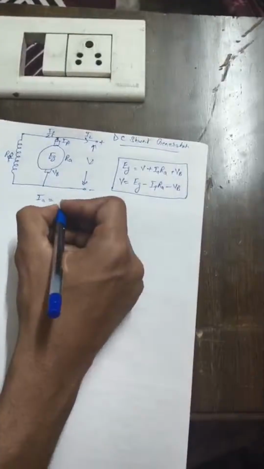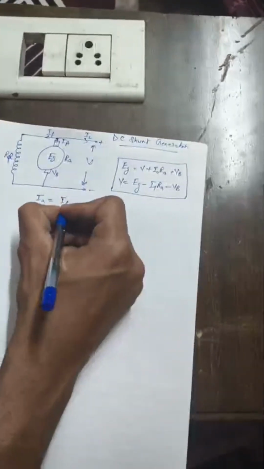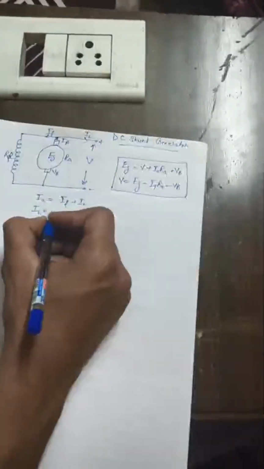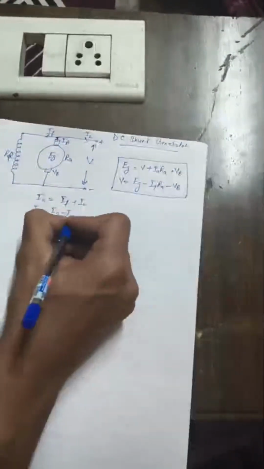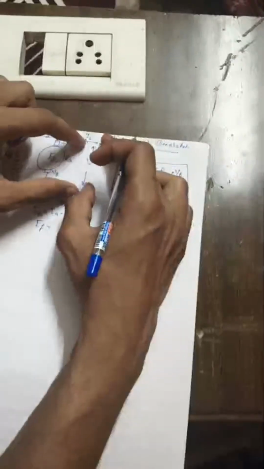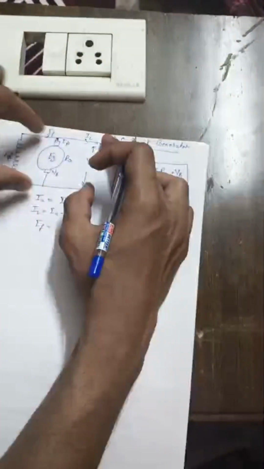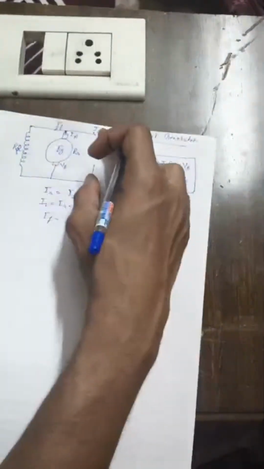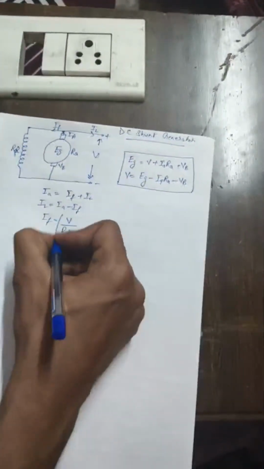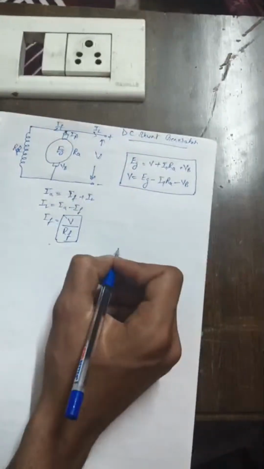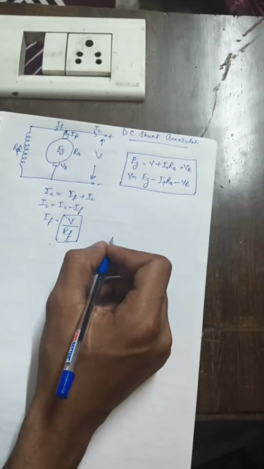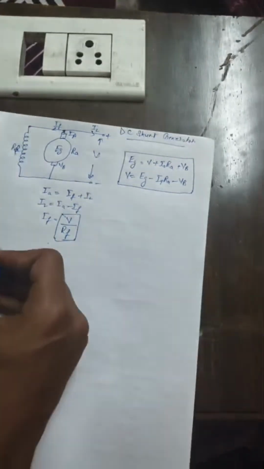As we can see, applying KCL, Ia equals IF plus IL. IL is equal to Ia minus IF. IF is equal to, due to parallel connection, terminal voltage V divided by field resistance Rf. So this is all about the DC shunt generator.